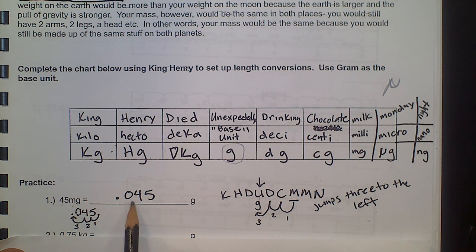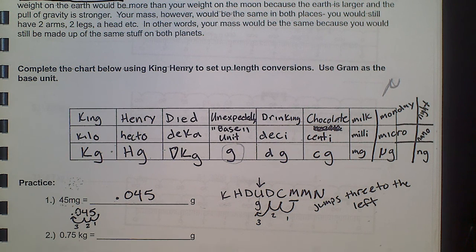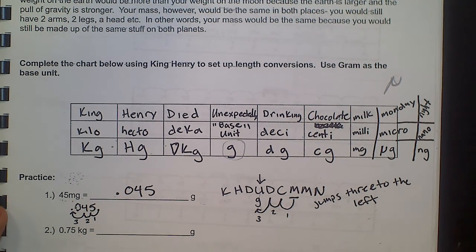So the correct answer for this would be 0.045 grams is the same as 45 milligrams. So you see how small that is? That's like 45 grains of sugar. So it's like 1, 2, 3, 4. It's not a lot of sugar, right? It does not weigh that much. That's a super small amount. So go ahead and continue doing these practices on your own.